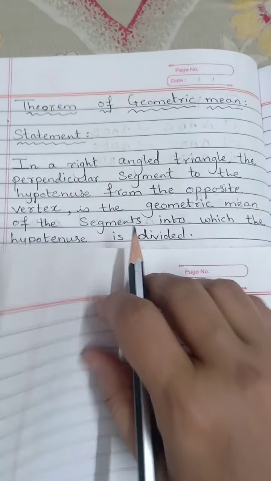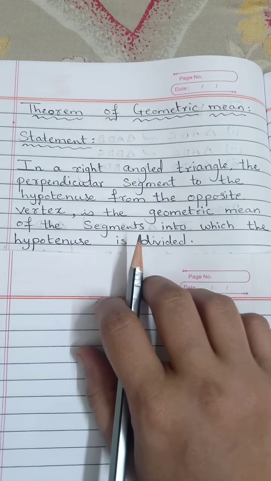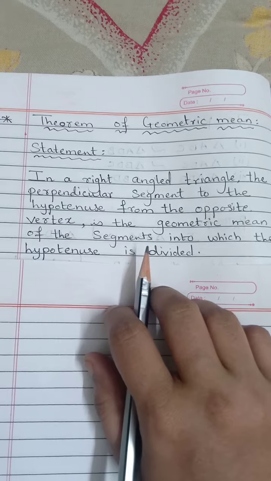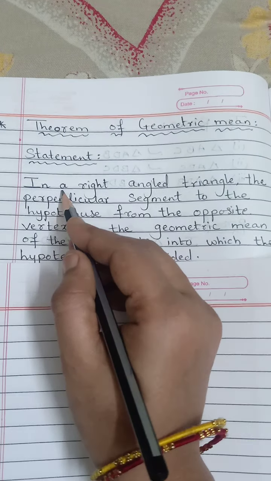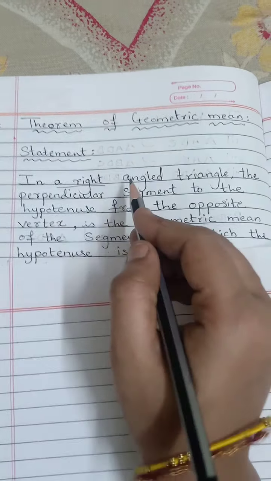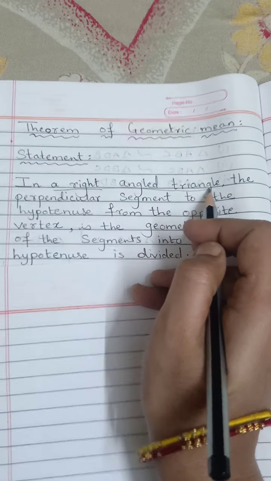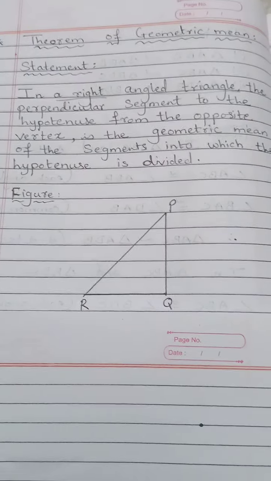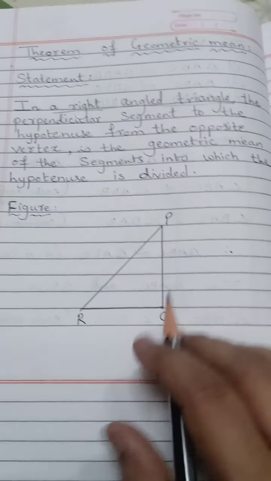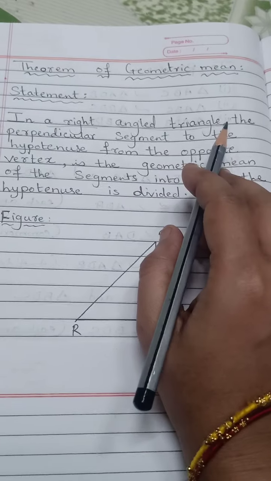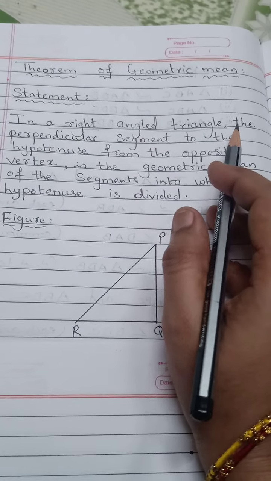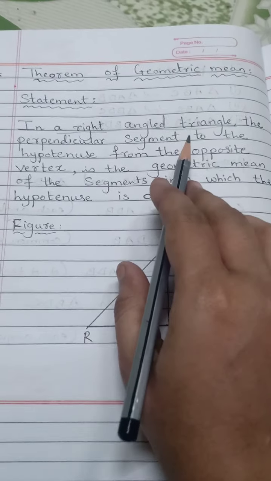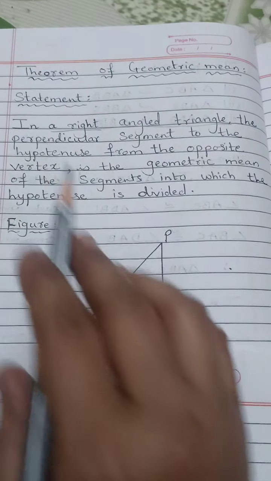Now only by reading the statement we don't know what is given to us and what we have to prove. So again we'll read the statement carefully and we'll try to draw the figure. In a right angled triangle, that means we have to take a right angle triangle. So first of all we will draw a right angle triangle. So we have taken here a right angle triangle. Now after that we have to take the perpendicular segment.